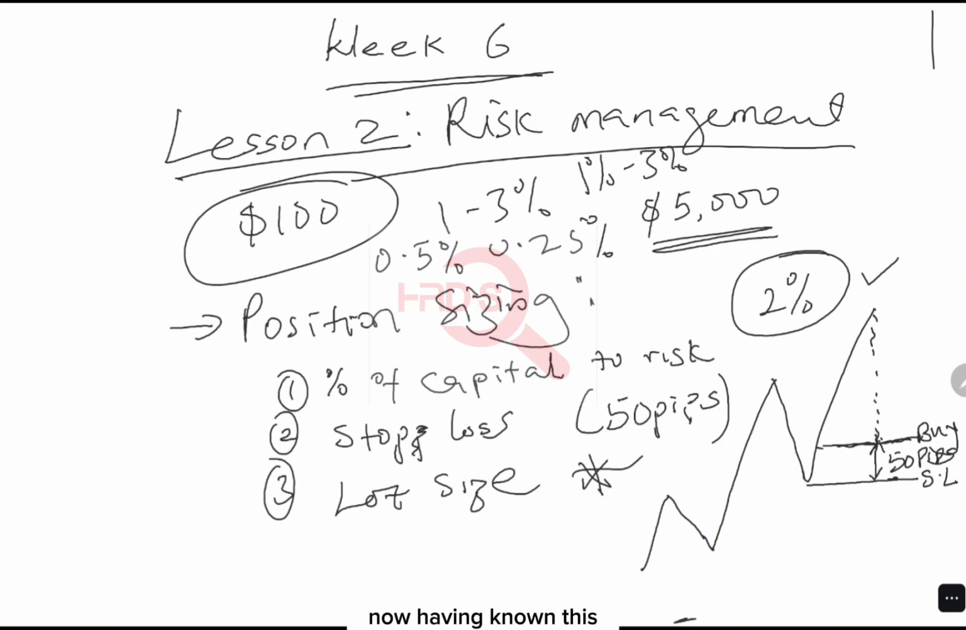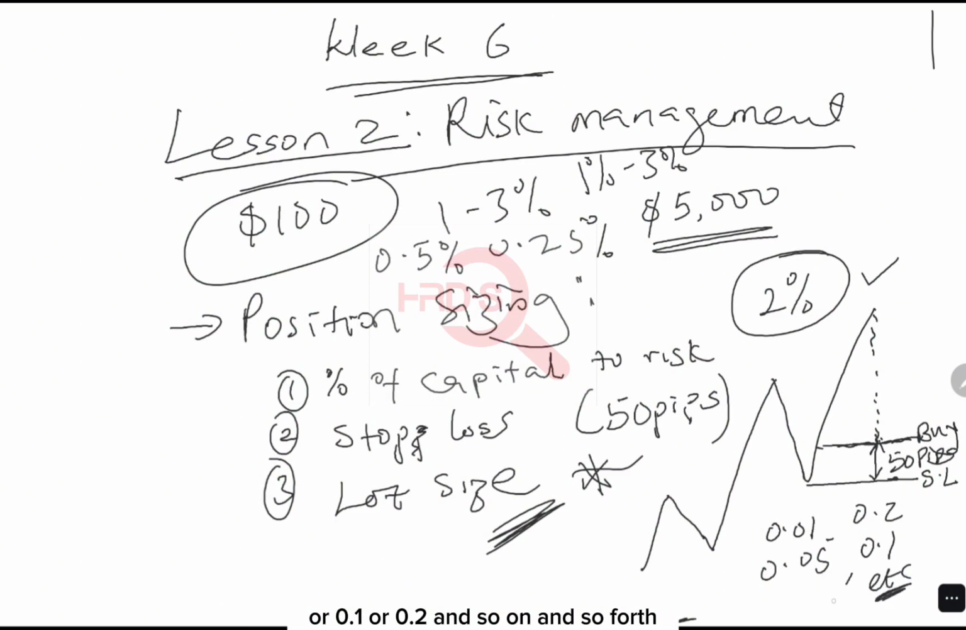Now, having known this, what should be my lot size? Should I make this entry using 0.01 or 0.05 or 0.1 or 0.2 and so on and so forth? Now, what will help me to determine this lot size is what? My position sizing calculator. People do the calculation manually, but why will I go for manual calculation when I have a calculator that can easily do it for me? I will teach you in the school the calculator that will help you to calculate position sizing.